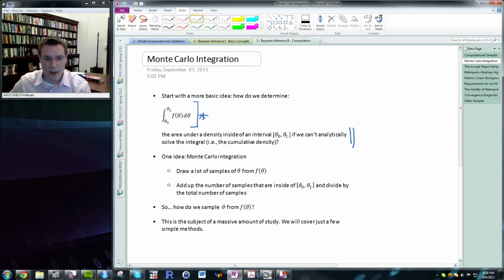So here's what Monte Carlo integration does. It's a very simple idea. Take the density you're interested in, f of theta, and draw lots of thetas out of it somehow. Now, in R, or in Stata, but let's talk about R. In R, if you've drawn lots of samples from the normal density, for example, you typed rnorm, which is the function for drawing random variates out of the normal.